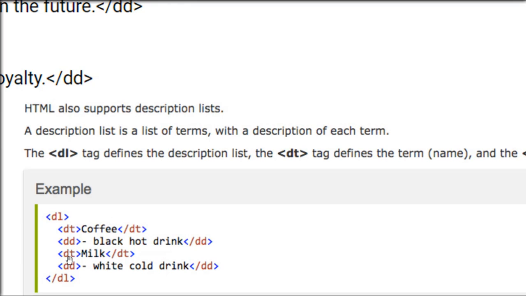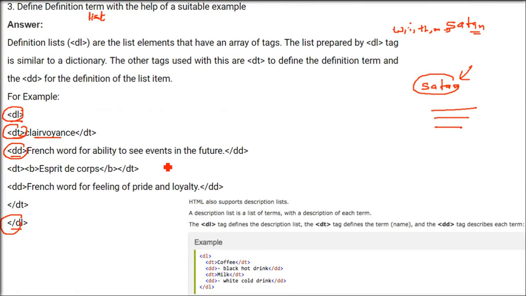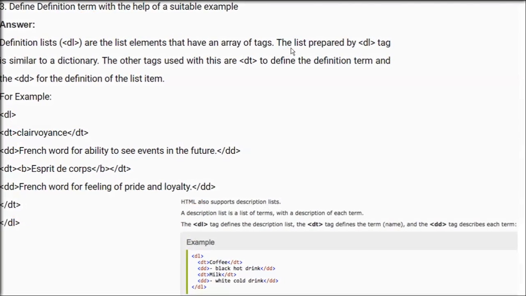And what about coffee? Definition, DD. Below coffee you see DD, that is where the definition of coffee is. Below milk you see DD, which is "white cold milk", which is actually the definition of this milk.